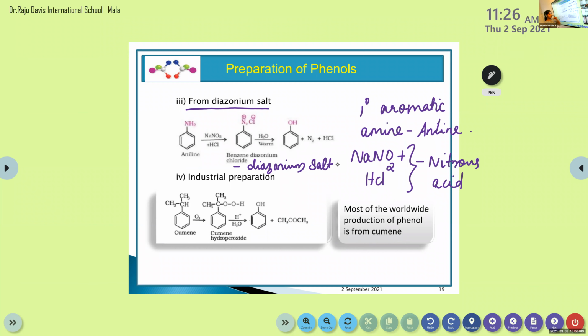Yes, benzene diazonium chloride is obtained, that is the diazonium salt. Then again a water molecule is added to form phenol. The side products are HCl and N2. Any doubt? Anyone? No, ma'am. Okay. So this is the third method of preparation of phenol, from diazonium salt.